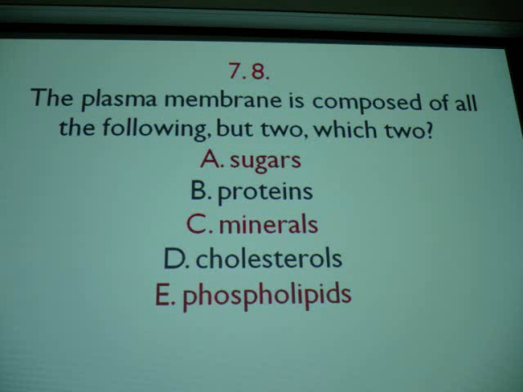Which of those is not in the cell membrane? Three of them are not members of the cell membrane. Sugars and minerals. Sugars are not in there. Two of those are actual. We're asking for the ones that are not in there. I'm sorry, you're right. Sugars and minerals. Proteins are in there, those channel things. Cholesterol is there to hold the thing together. And the phospholipids, you saw the blue things and the tail. So the sugars and minerals are not there.